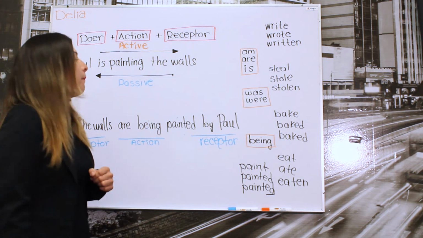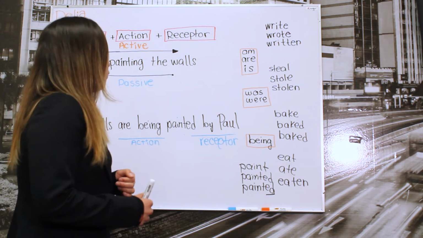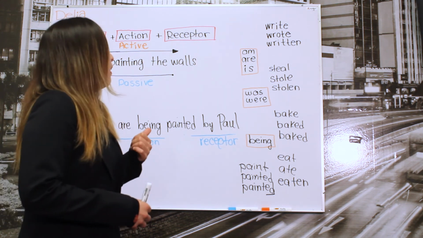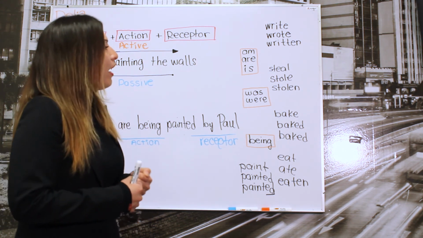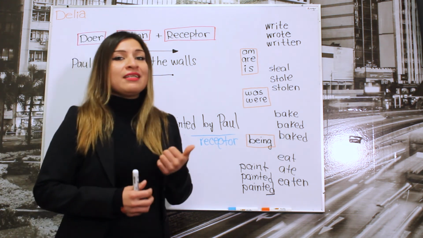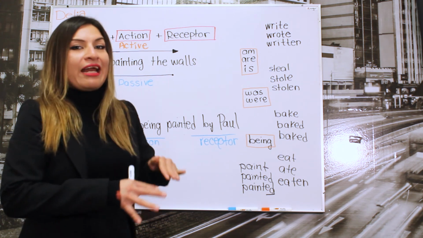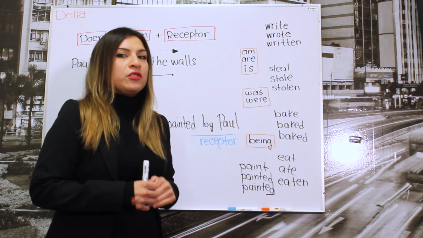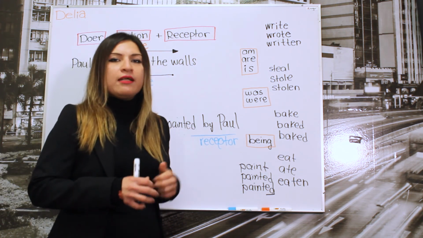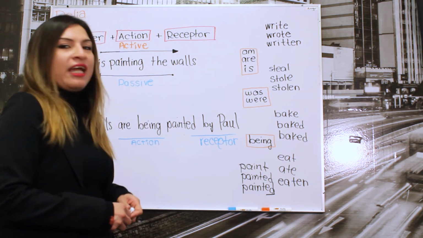Alright guys, so in conclusion, we have infinite possibilities in the active or passive. Why? Because we can transform an active sentence into a passive in any of the times in English, such as present, past, future, etc. Okay?